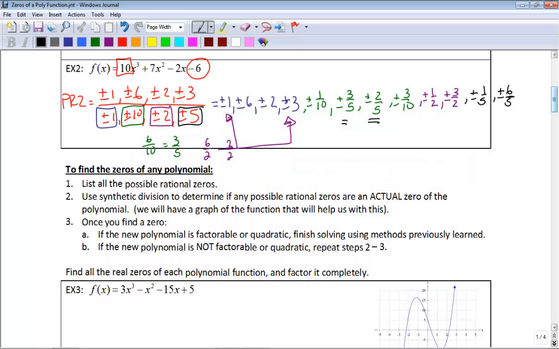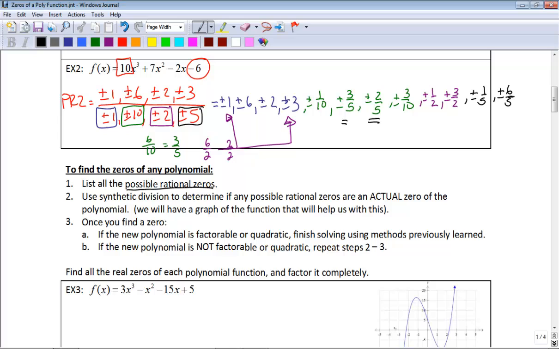We talked about how to find the possible rational zeros, but actually, how do we solve polynomials? How do we actually find those zeros? To find the zeros of a polynomial, the first thing we want to do is list out those possible rational zeros. Then we're going to use synthetic division to figure out which one of those possibilities is an actual zero, a real zero of the polynomial. But we're going to have a graph, just like you see in this example down here, to help us do that. Once we've found a zero and done synthetic division, we end up with a new polynomial.